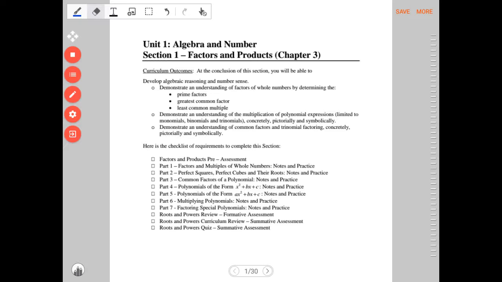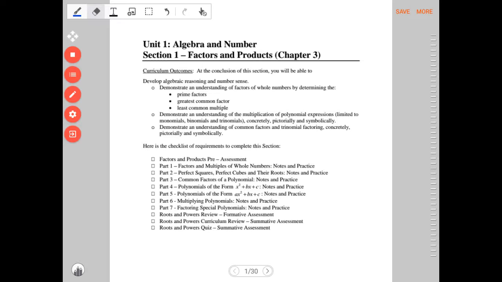Unit 1, Algebra and Number, Section 1, Factors and Products. This is Chapter 3 in your textbook. There's a couple of curriculum outcomes that I want you to be aware of. You will develop algebraic reasoning and number sense by demonstrating an understanding of factors of whole numbers, by determining prime factors, greatest common factor, and least common multiples. You will demonstrate an understanding of the multiplication of polynomial expressions, limited to monomials, binomials, and trinomials. And we're going to do that concretely, pictorially, with algebra tiles, and symbolically with just algebra letters. Lastly, you're going to demonstrate an understanding of common factors and trinomial factoring, again, concretely, pictorially, and symbolically.